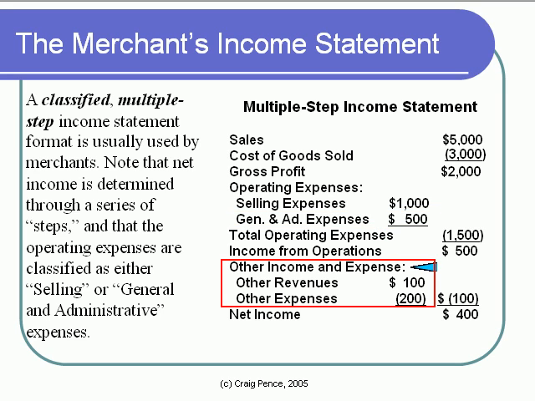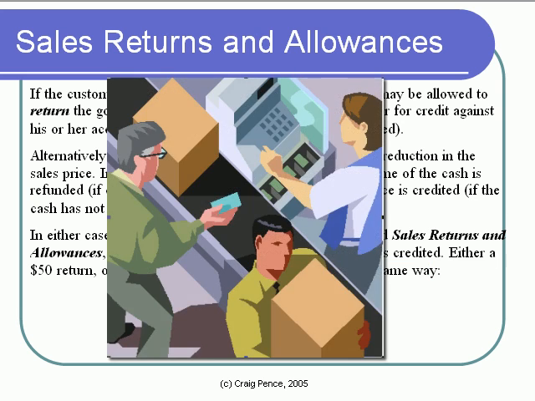Any revenues or expenses that aren't required in operations, we classify as other revenues or other expenses. These are things like interest revenue, interest expense, gains and losses from the sale of investments or equipment, and things like that.